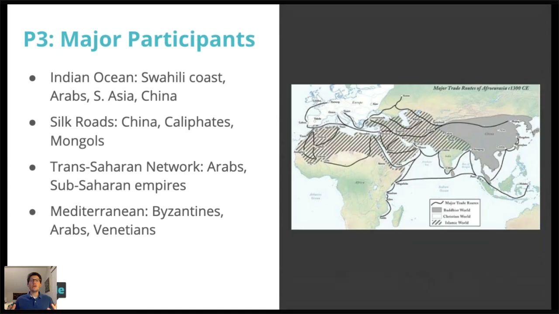The Indian Ocean, though, is not going to be participated in by everyone. For example, Europeans aren't participating in the Indian Ocean Trade Network in this time period. The Mongols don't really participate in this trade. All these people who are Eurasian land folk, they're not participating.